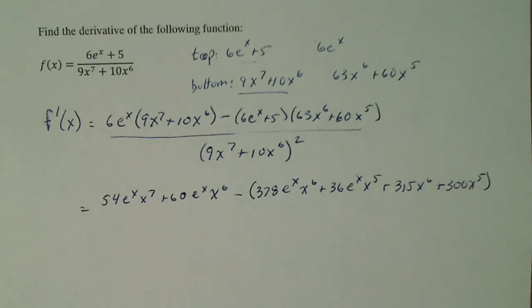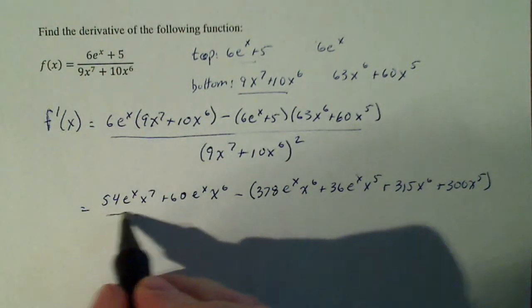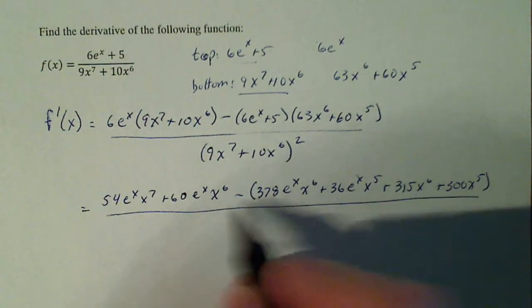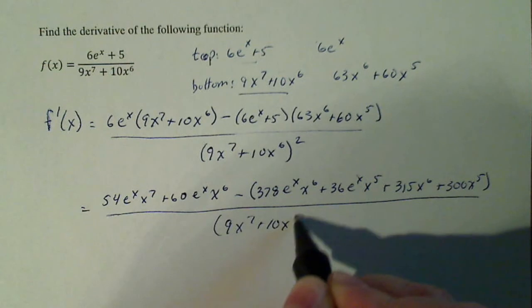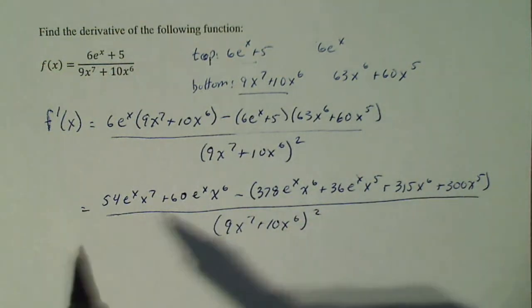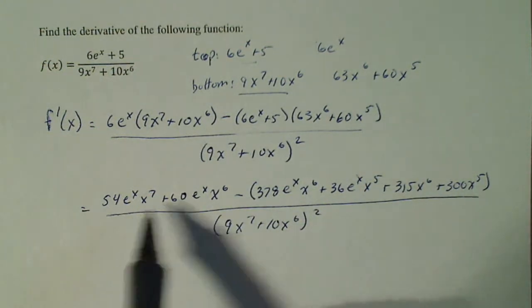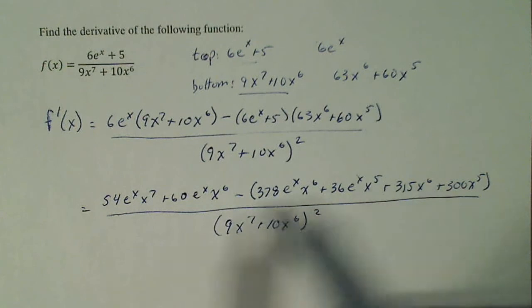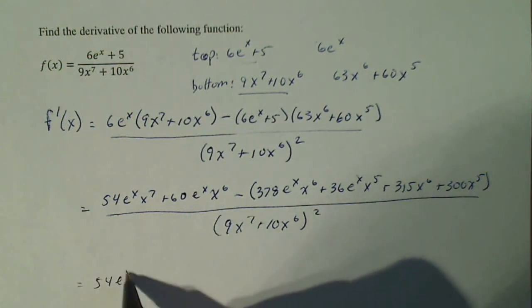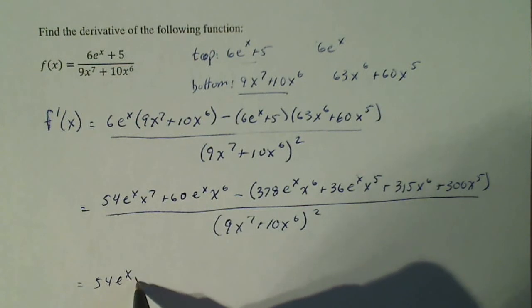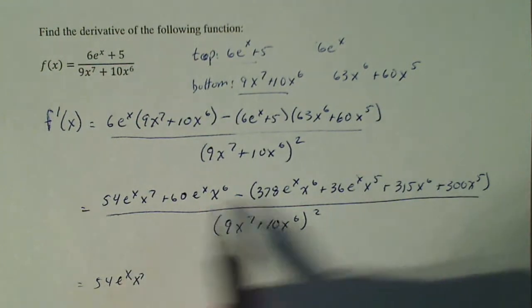That's a nice long numerator, but don't let it panic you. There's a lot of stuff there that can be simplified. The denominator is 9x to the 7th plus 10x to the 6th, squared. So I have e to the x, x to the 7th. Don't have that anywhere else. So let's see, 54 e to the x, x to the 7th. e to the x, x to the 6th.